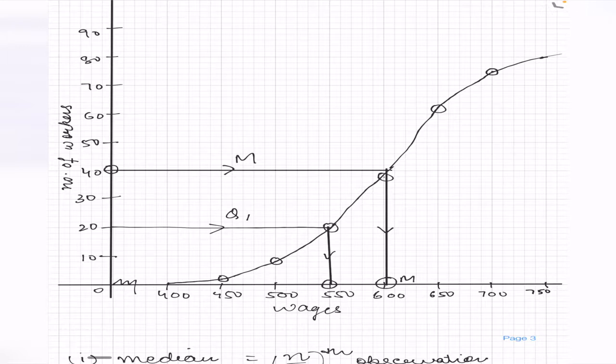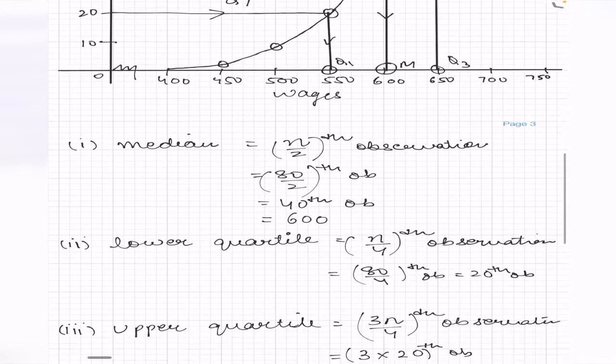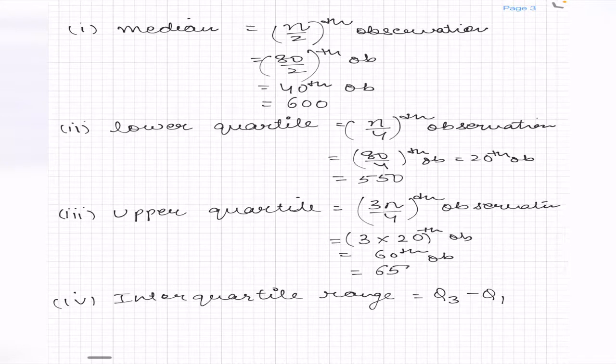Similarly, for the upper quartile, 60th observation, draw a line which meets the ogive and we will just check where it's meeting the x-axis. So it's meeting at 650. So this is our upper quartile Q3. So we will mention over here, this is for Q1, this is for Q3. Now we will mention that the lower quartile is 550 and the upper quartile is 650.